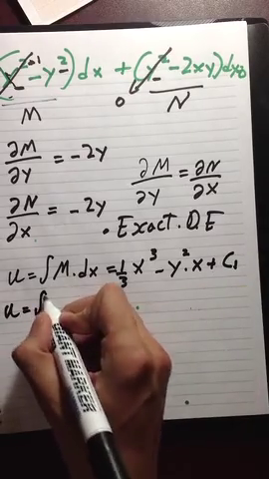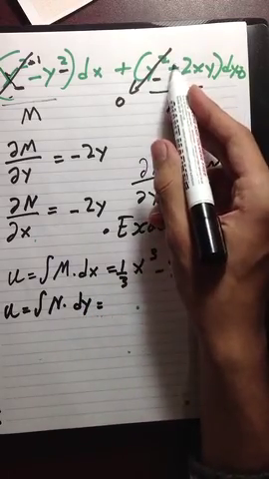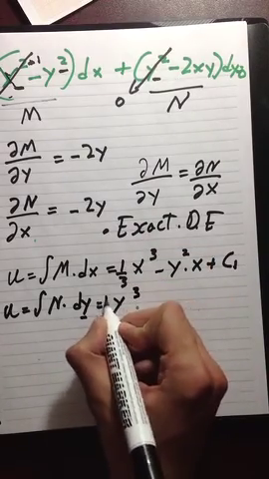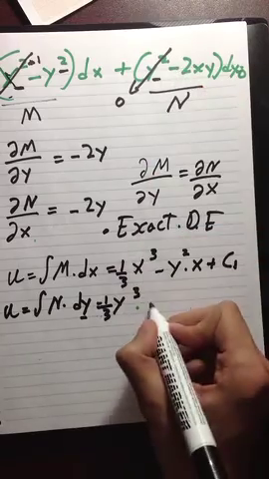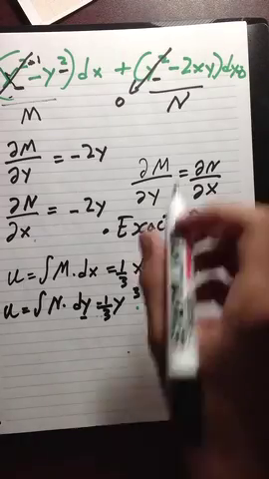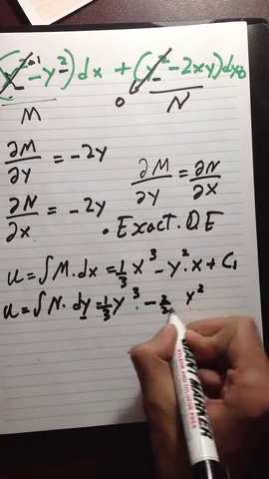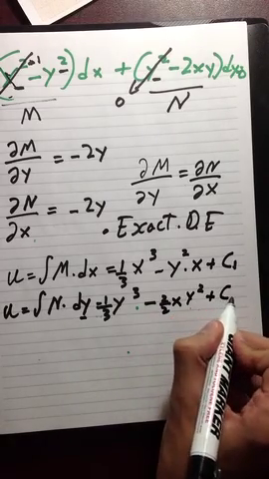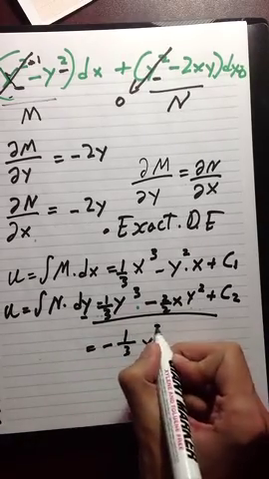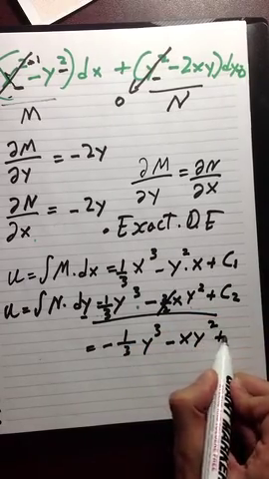The next part, according to the rule, is integrating N with respect to y. So we have our N right here, with y squared, and this is with respect to y, so y squared becomes y cubed over 3, with the negative sign coming down, and the constant comes down. Okay, wait, hold on a second: minus 2xy, and then we increase the power of y to 2 and divide by 2, plus c2. Now let's clean up this equation. So that will be minus a third y cubed, and this cancels out to be minus xy squared plus c2.